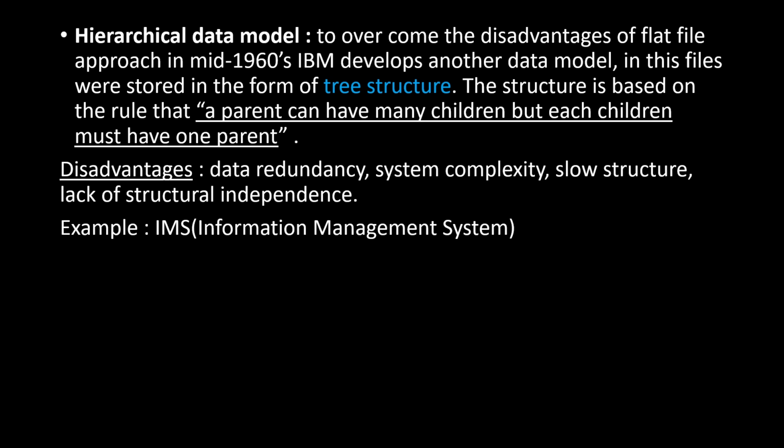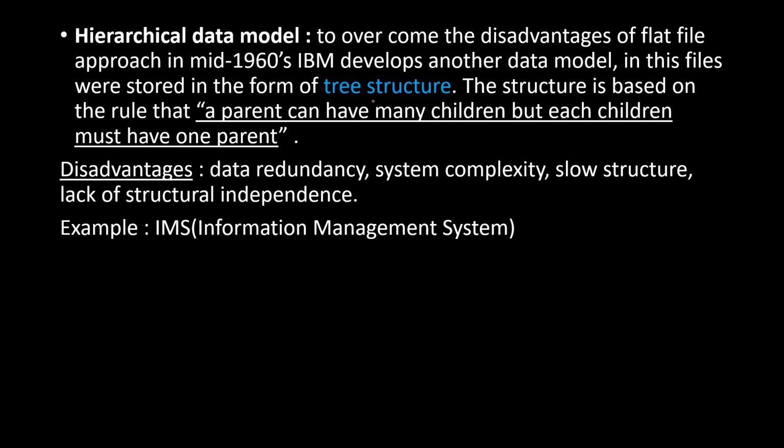To overcome the disadvantages of the flat file approach, in the mid 1960s, IBM developed another data model. In this data model, the files were stored in the form of a tree structure. The tree structure had a single rule that a parent can have many children, but each child must have one parent. In this, we also have some disadvantages: data redundancy, system complexity, slow structure, lack of structural independence.